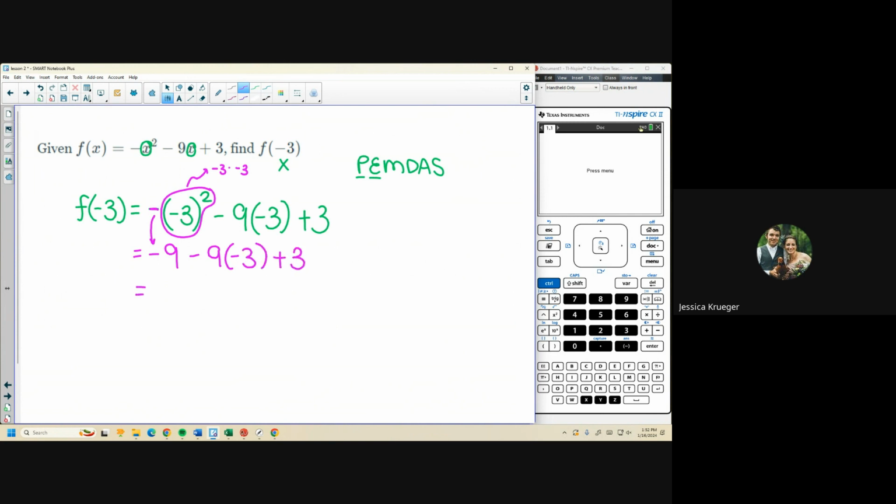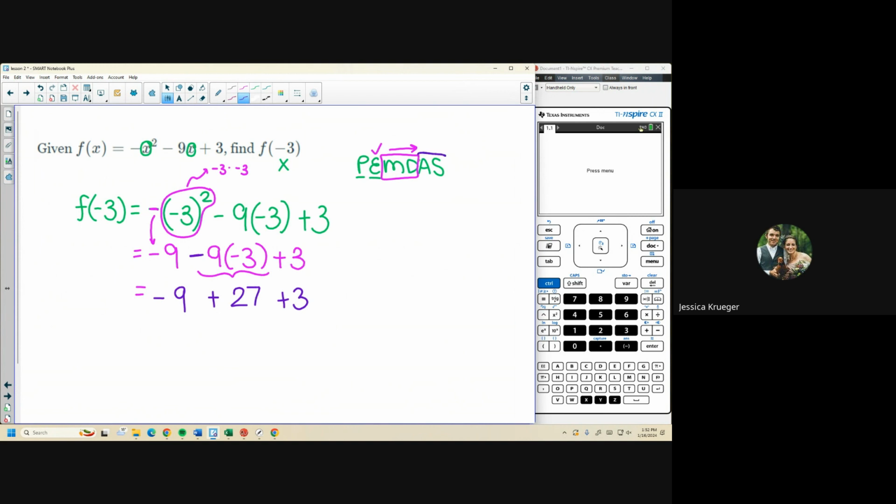Next thing I have to take care of, I did my exponents. I've got to do multiplication and division, whatever comes first, left to right. So I notice there's multiplication right here. So I'm going to carry everything else down. When you think of multiplying this, I know this is a minus sign, but it makes this 9 negative. So negative 9 times negative 3 is positive 27.